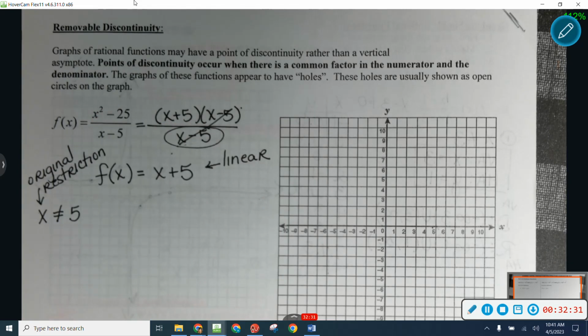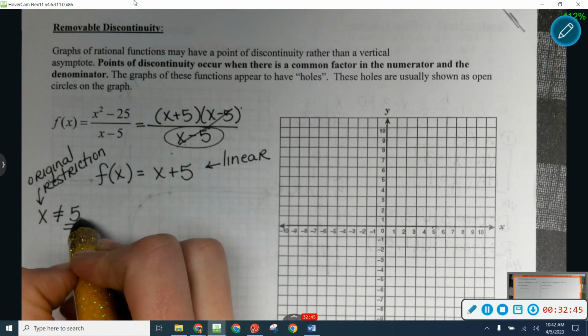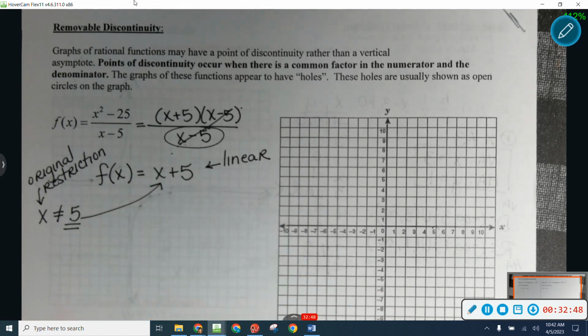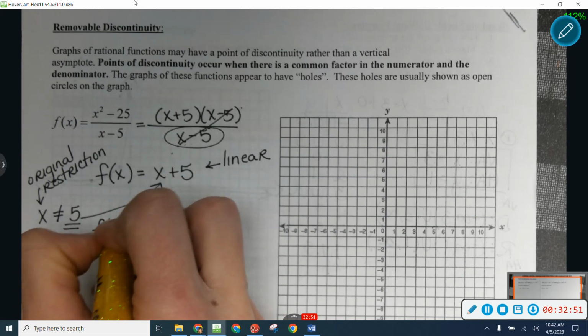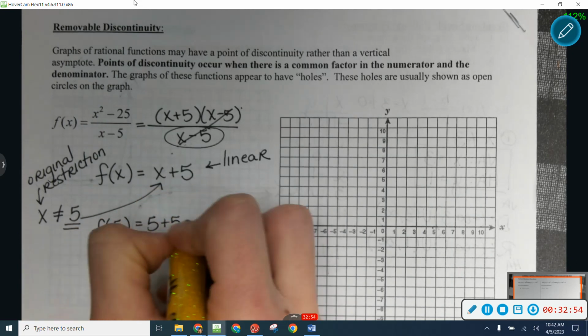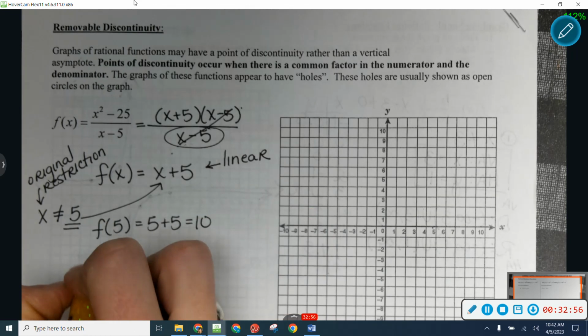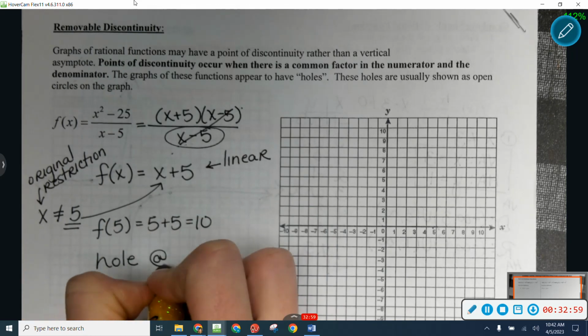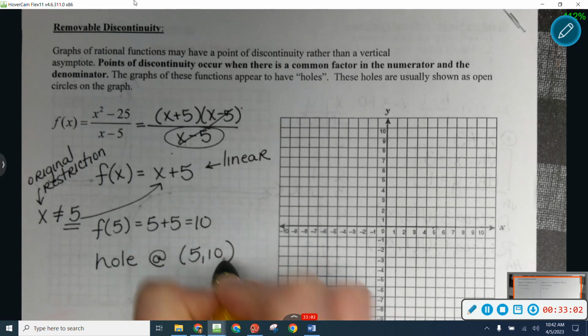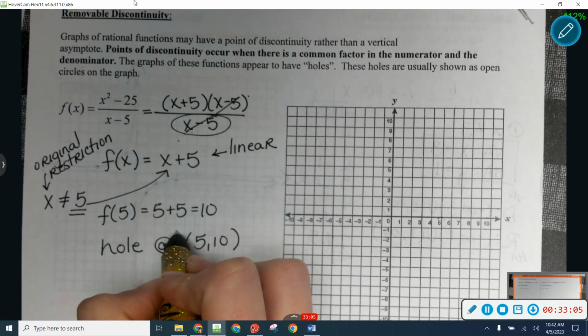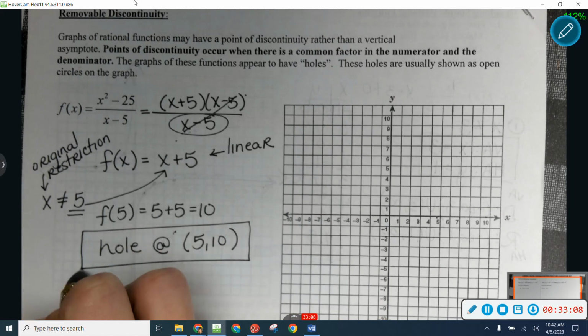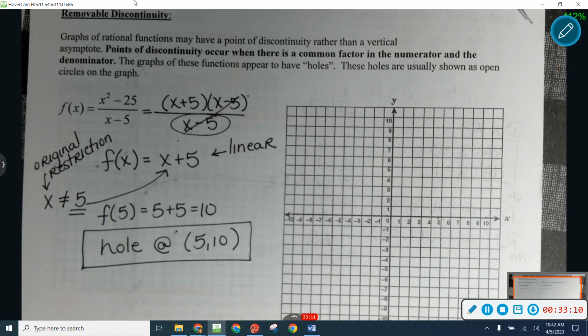Okay? Well, the only way I can account for this removable discontinuity is to put a hole in my graph at that x equals 5. Well, how do I know exactly what point it is? I'm going to take this and plug it into my simplified form. So I'm going to find f of 5 is 5 plus 5, which is 10. So I'm going to have a hole at (5, 10). That is my removable discontinuity, or point of discontinuity.